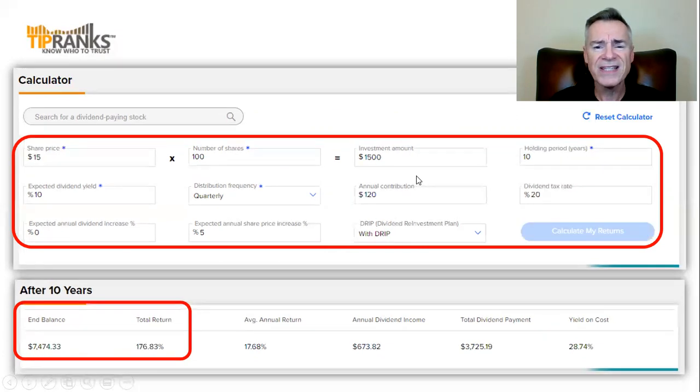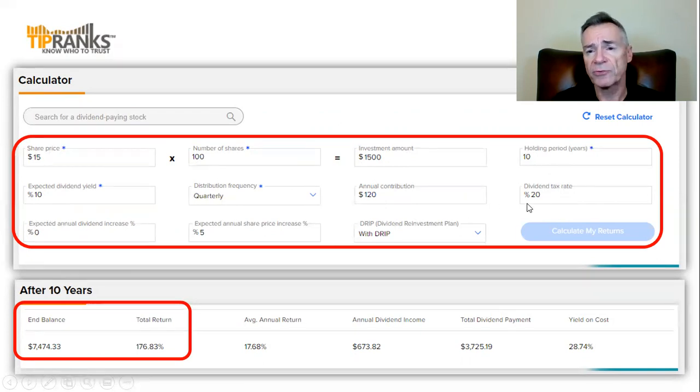So if we go one step deeper and we use the same example, and we say Sibanye's closing price on Friday was $15, I bought 100 shares, that's $1,500. I'm going to hold this for 10 years. I'm expecting an annual dividend yield of 10%. The dividends are paid quarterly. Sibanye is actually paid twice a year. And then I'm going to make an annual contribution of only $120 per year, right? So in other words, I'm investing an additional $10 per month in Sibanye stock.